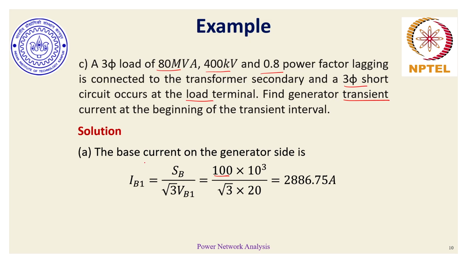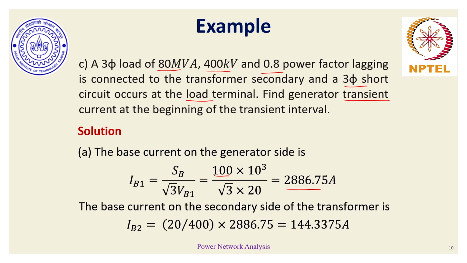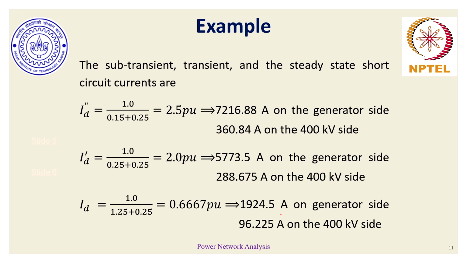So the base current on the generator side is 2886.75 ampere. The corresponding current on the transformer secondary is 144.33575 ampere. We have made use of the turn ratio of the transformer to find the corresponding base current on the secondary side. This is basically the HV side of the transformer. The corresponding sub-transient, transient and steady state currents are what we would find.